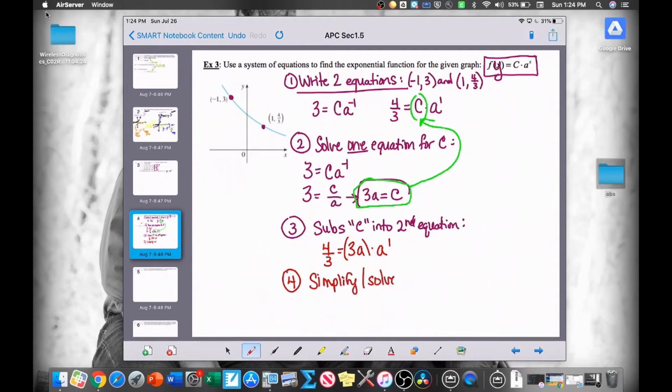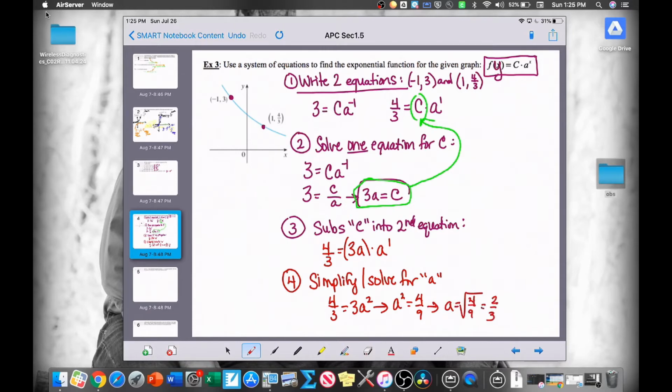Simplify and solve for a. Okay, so when I do that, I get 4/3 equals 3a times a is a squared. If I'm trying to solve for a, I'm going to divide both sides by 3. When I divide both sides by 3, I am multiplying 3 times 3 in the denominator below the 4. So that's going to become a squared equals 4/9. And then when I square root both sides, I get a equals the square root of 4/9, which is 2/3.